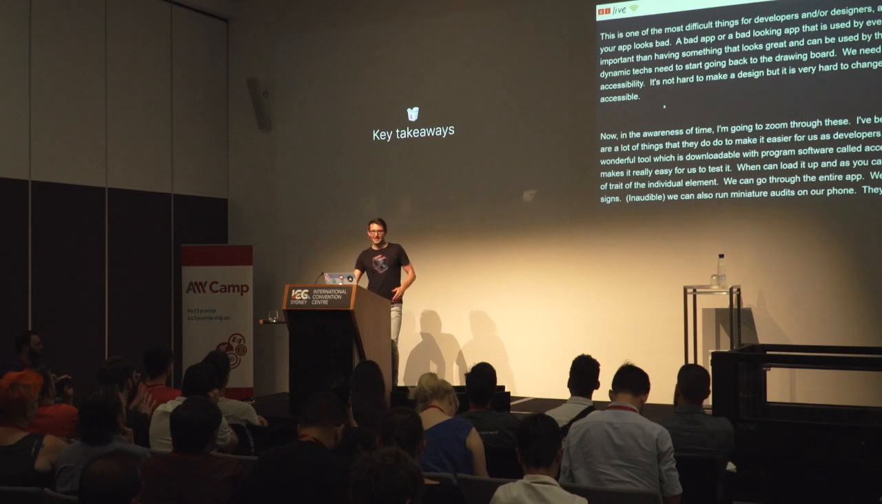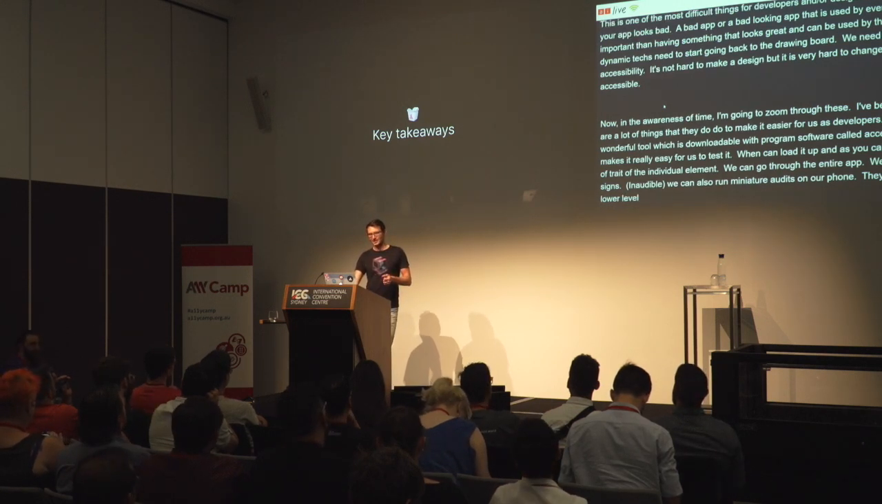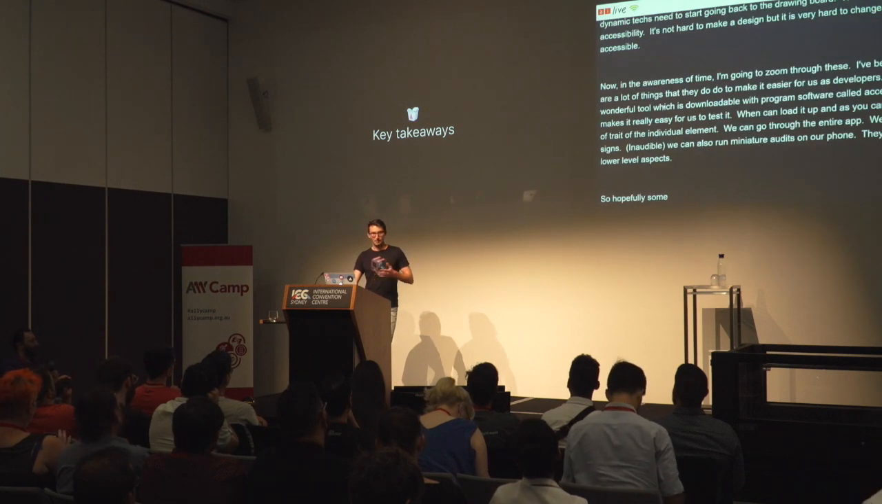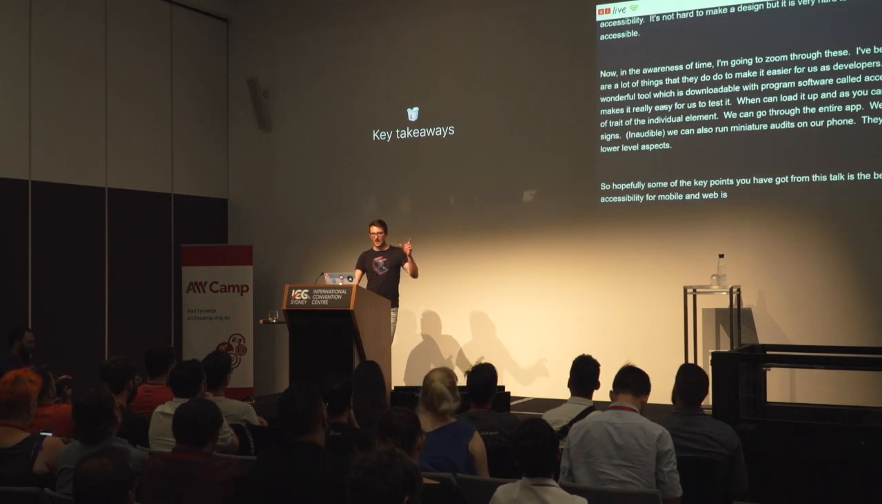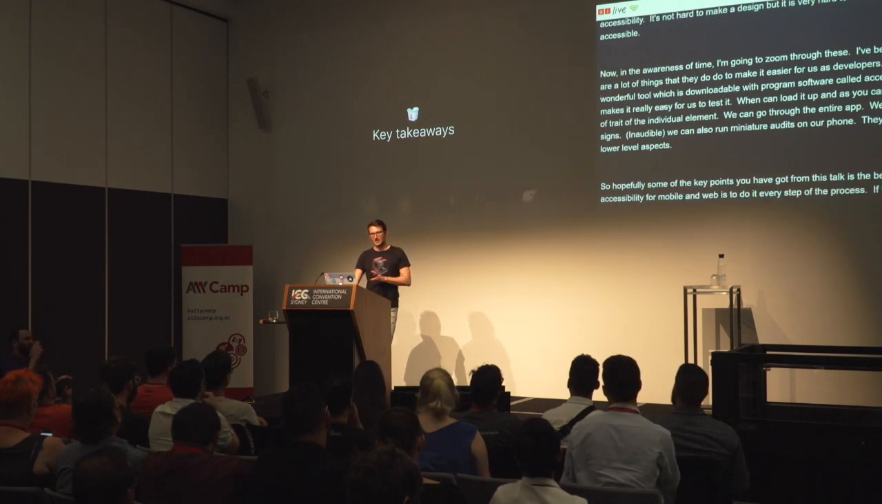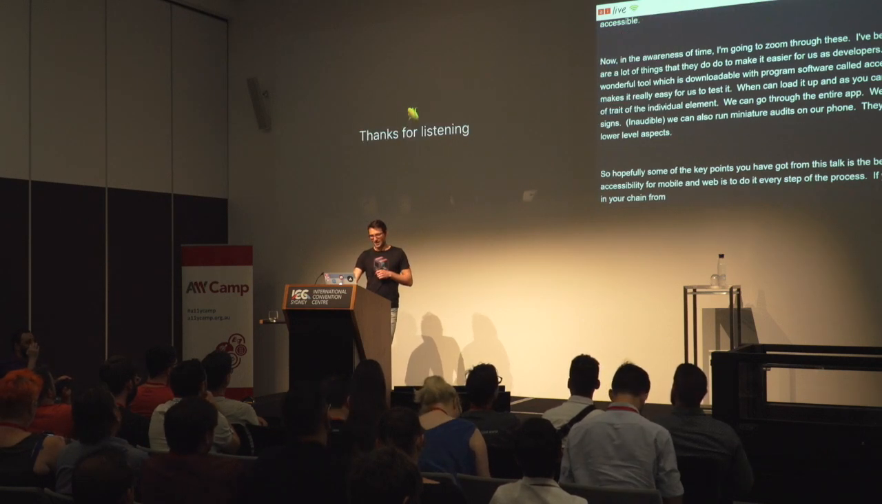So hopefully, some of the key takeaways you've got from this talk is that the best way to develop for accessibility, for mobile and for web, is to do it at every step of the process. If you have a single weak link in your chain from designers, BAs, developers, testers, then the accessibility will really suffer for it.